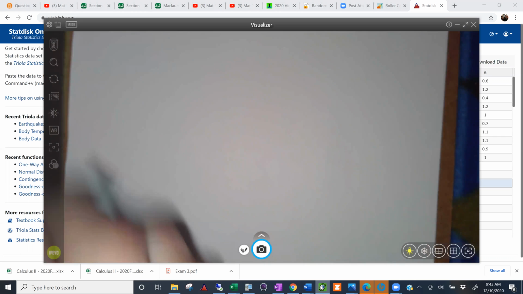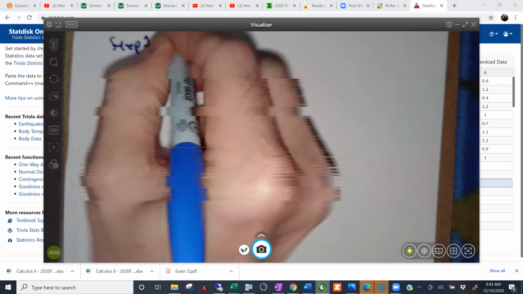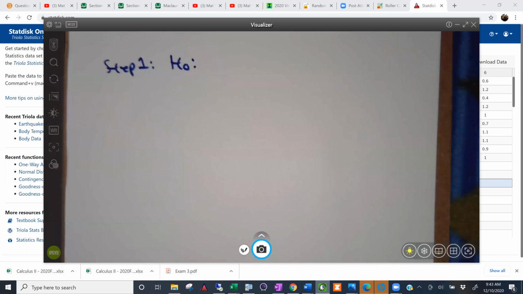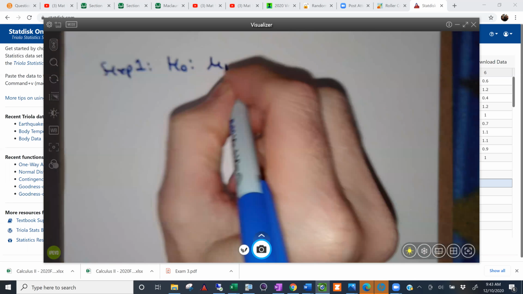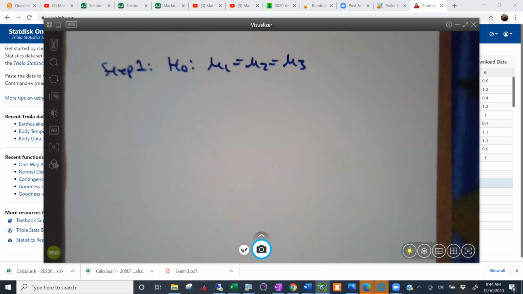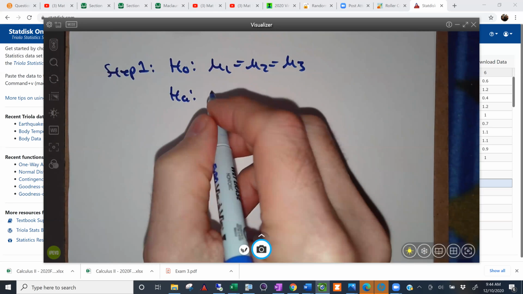Step one is your null and alternative hypothesis. Somebody I haven't heard from yet today. What's H0 going to look like? mu1 equals mu2 equals mu3 and so on. Perfect. And the alternative is that at least one of the above means is different.